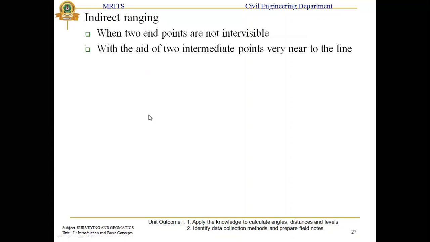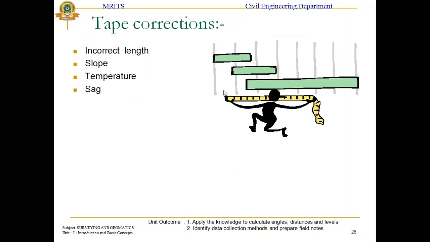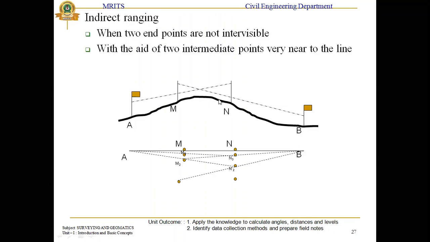In this case, we avoid the intermediate points near the lines; intermediate points will be taken. For example, if AB is not visible, then M and N are taken, where M will be visible from A and N will be visible from B. These two points will be taken step by step, and the interval will change for the different areas. Okay, this is the process for indirect ranging.